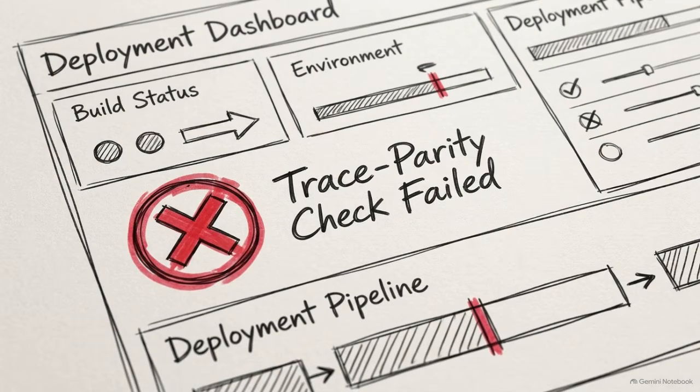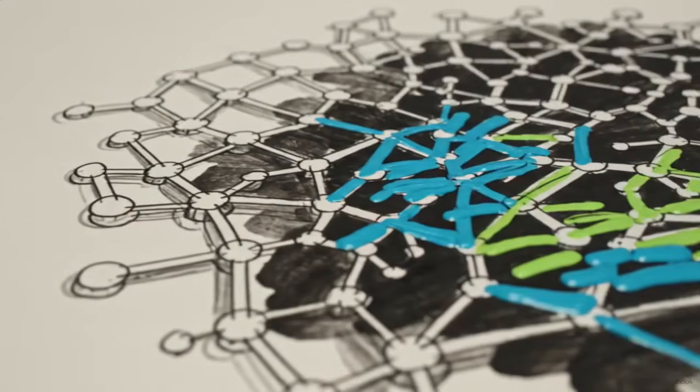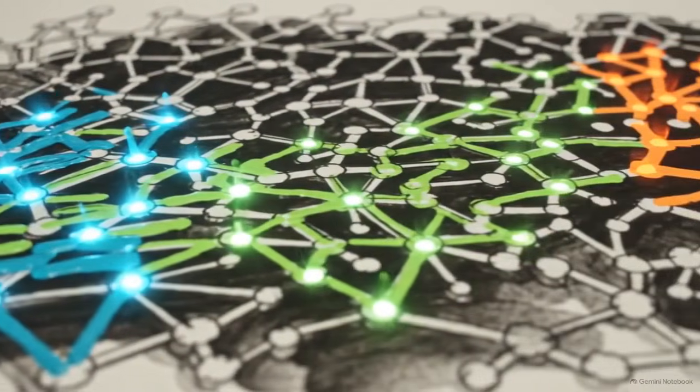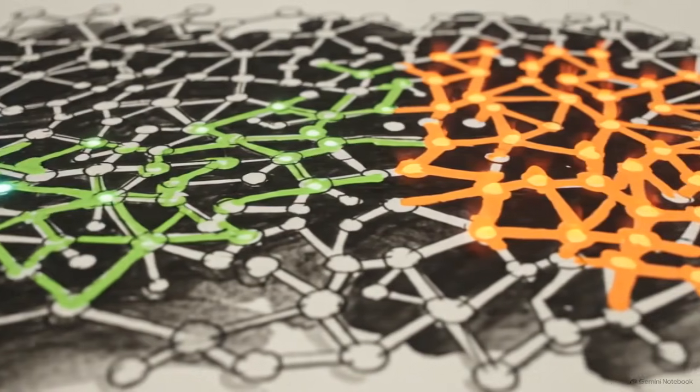As evaluators, we must implement trace parity release gates natively into our pipelines. Evaluating the destination is useless when your actual production risks, latency, and costs live entirely in the journey.